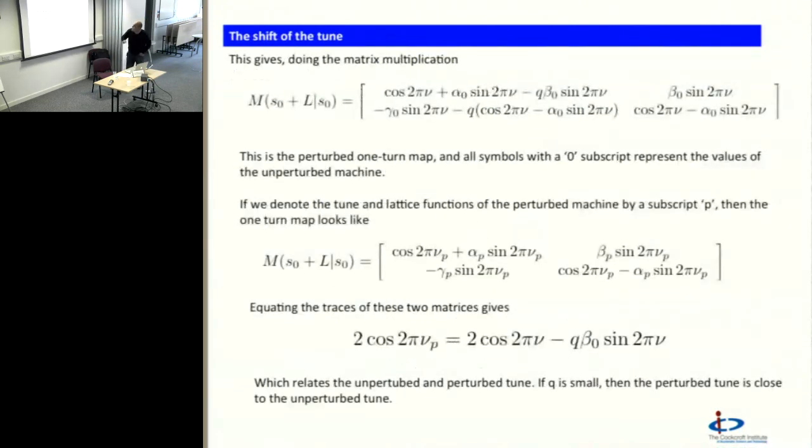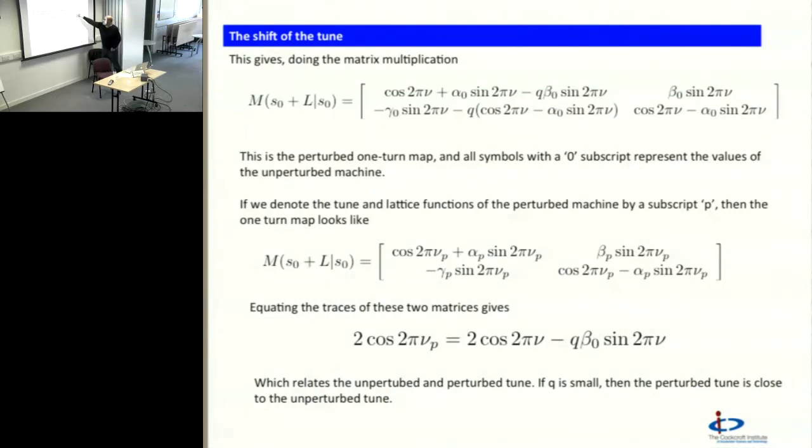So we calculate it. If you multiply those 2 things together, it's 2 lines, 3 lines. You get this, where this is the new one-turn map. Notice it now depends on the old lattice quantities, but it also depends on Q, our extra little quadrupole error. So if Q goes to 0, I should recover the right answer. This is the perturbed one-turn map. Q is small, so I'm doing a perturbation theory calculation. What's the perturbation on the one-turn map?